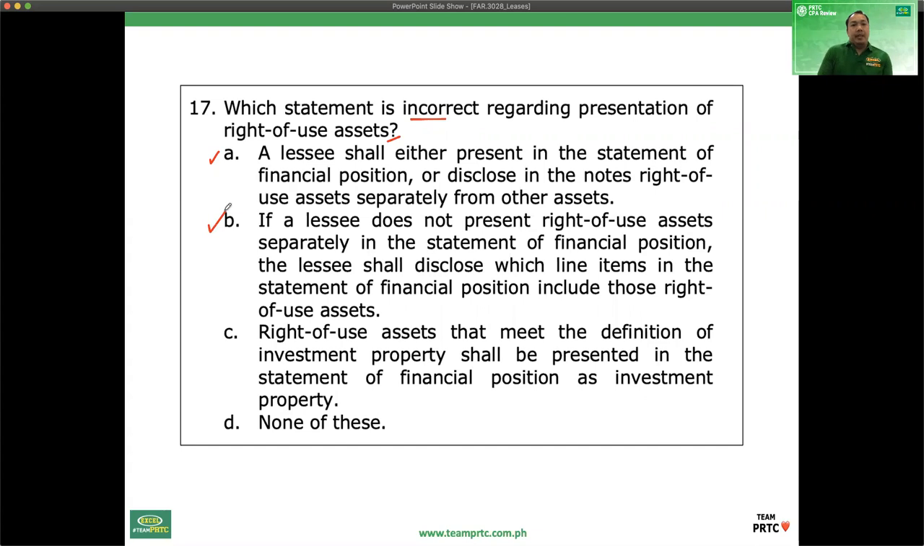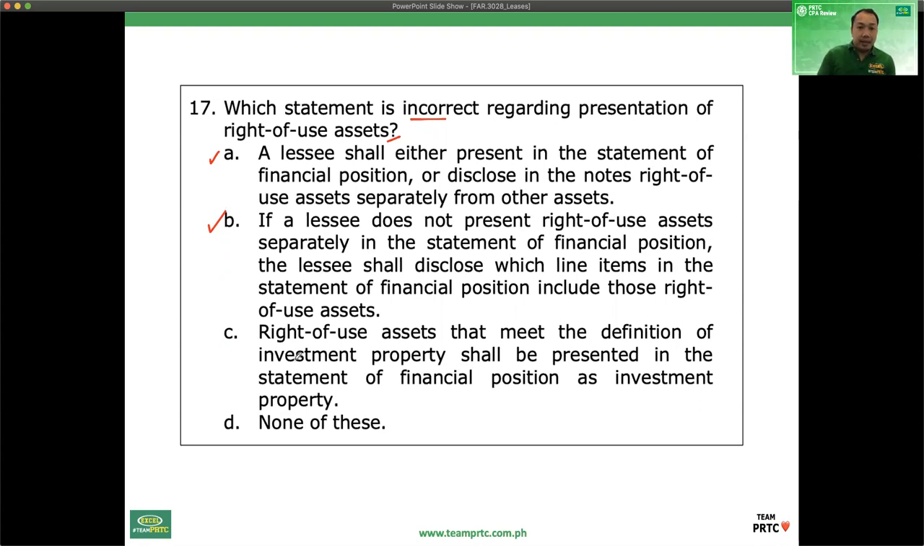B is also correct. If a lessee does not present right of use assets separately in the statement of financial position, then the lessee shall disclose which line items in the statement of financial position include those right of use assets. So ano ibig sabihin? Pwedeng makita natin mismo sa balance sheet right of use assets or yung right of use assets included in another line item. Okay? At kung kasama siya sa another line item, dapat i-disclose kung anong line item yon. For example, PPE. So isinama yung right of use assets sa PPE. So dapat naka-disclose siya.